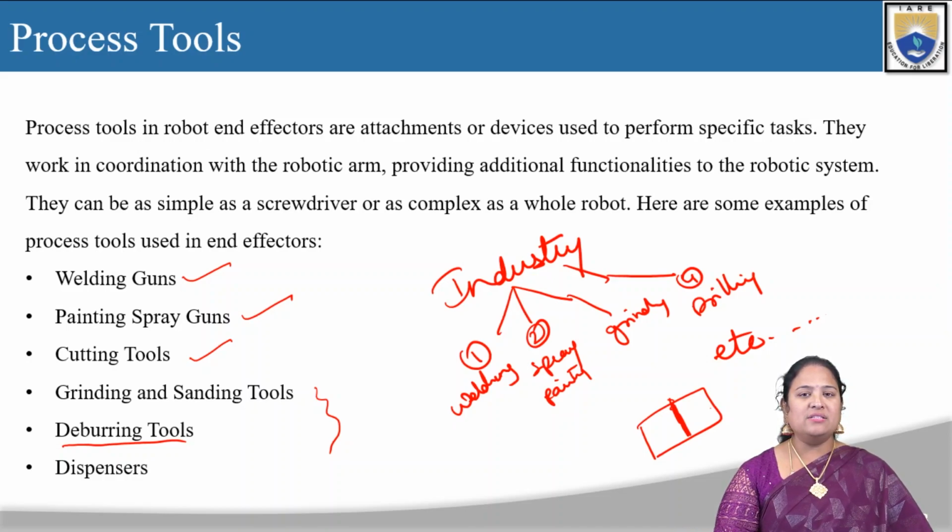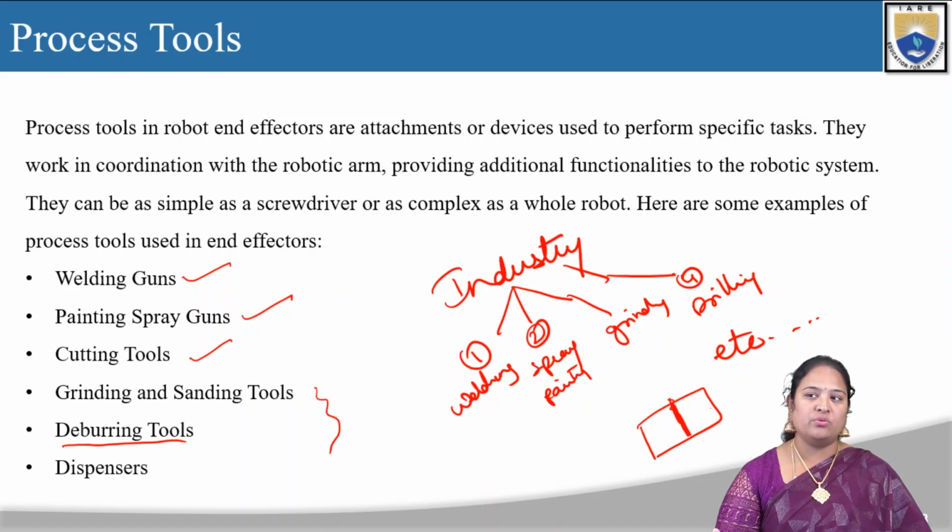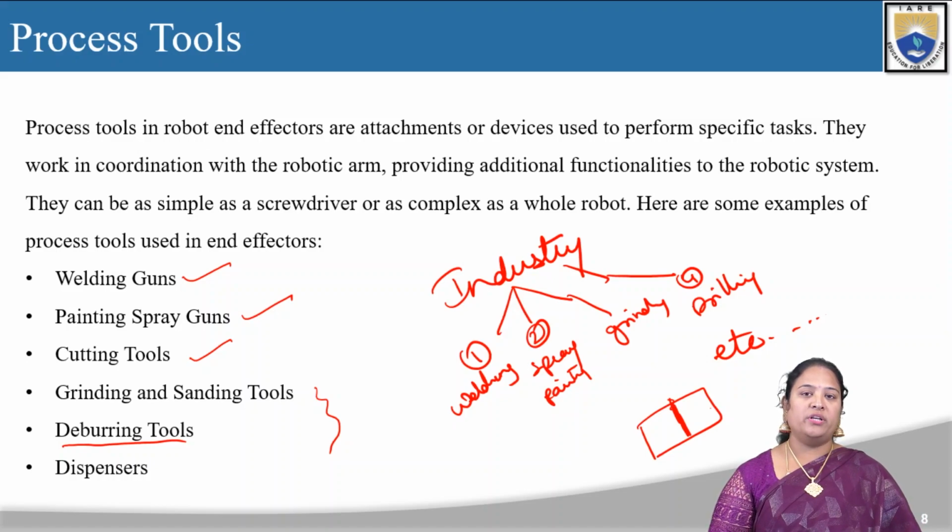So in today's class, we have learned about what is an end effector, what is the use of an end effector, what are the various types of end effectors, how they are used, what is its design, what are the applications of these end effectors, and what do we mean by the process tools and how it is used, what is the requirement, where it is used, what are the different processing tools. All that we have studied in today's class.